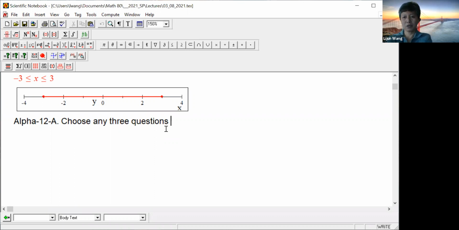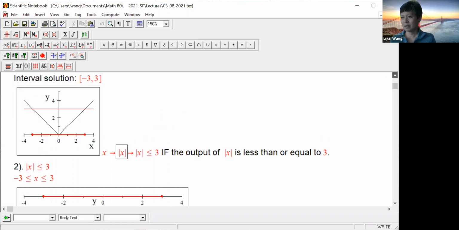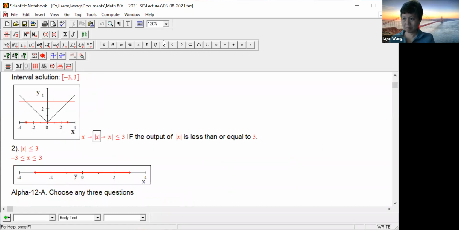Now, shall we compare notes? Let's see. Okay, you can start asking your questions now. Anybody has trouble reading these notations, reading these signs?